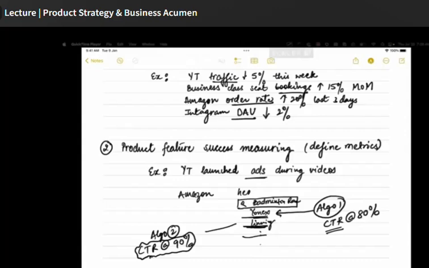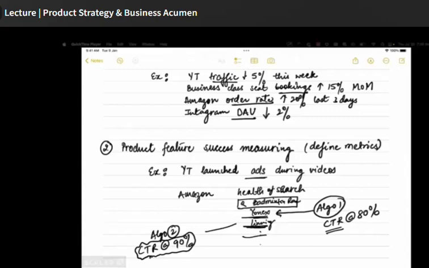So I'll put, if you have to identify or measure how my search is doing, then you define a metric. That is what we will see in this particular problem. Clear, guys? Difference between product diagnostics and product metric design. In product diagnostics, the second one will not have a metric. We'll just have a problem.